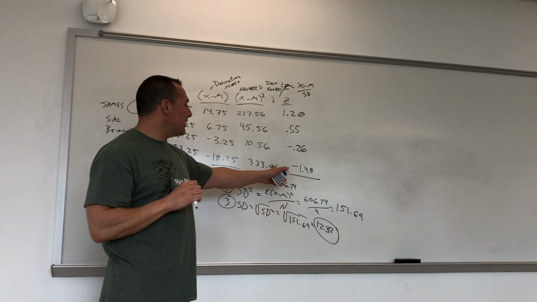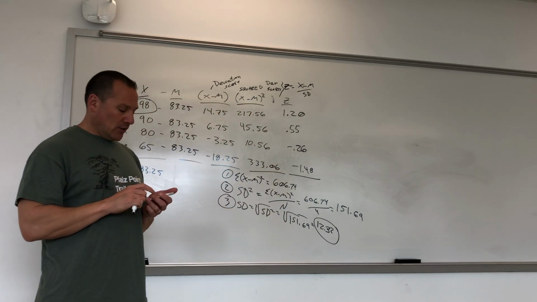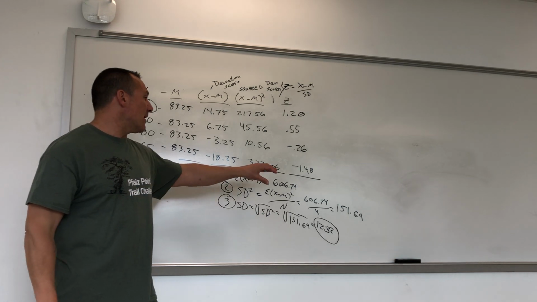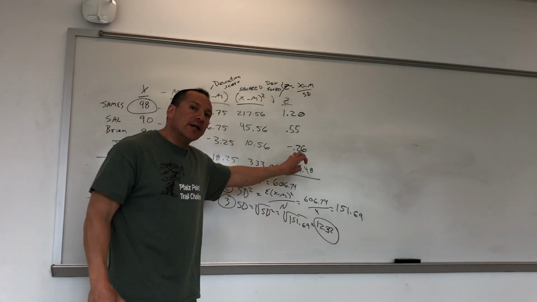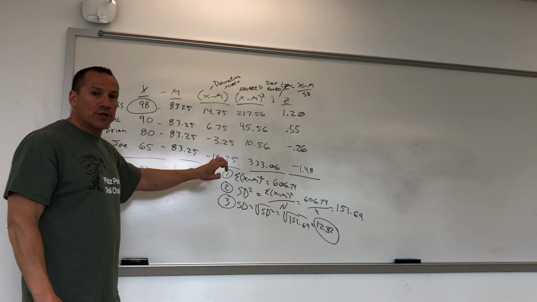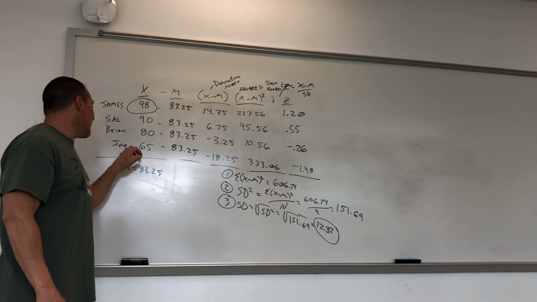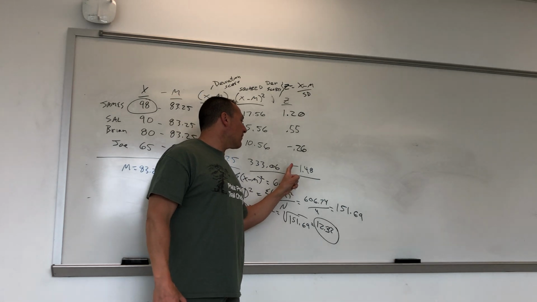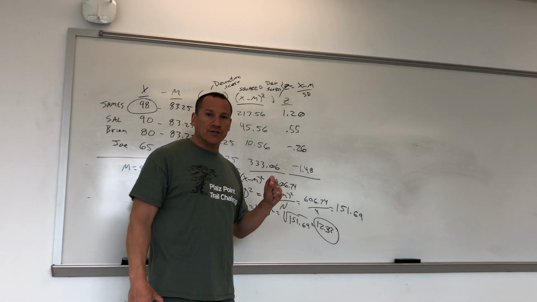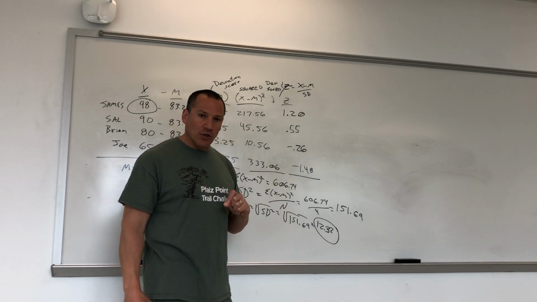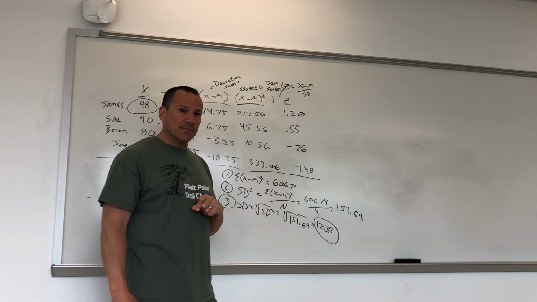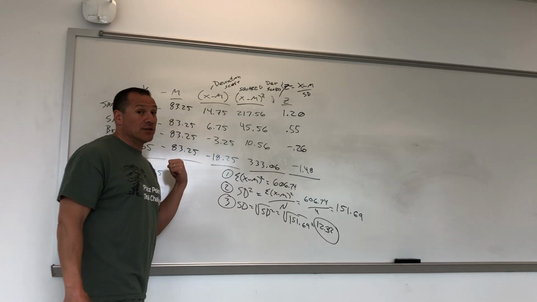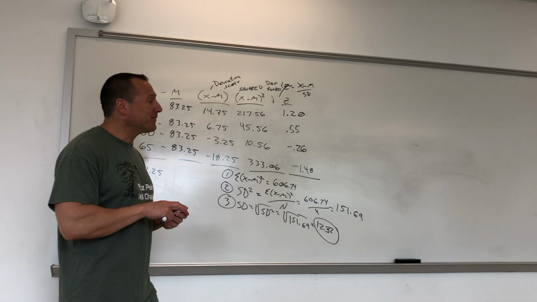Okay, so this z of negative 1.48, what that's telling you is, remember, every z is a comment on the raw score to which it corresponds. So it is a comment on Joe's raw score of 65. His raw score of 65 is 1.48 standard deviations below the mean. That guy's got to get to work. That's what I'm going to say.